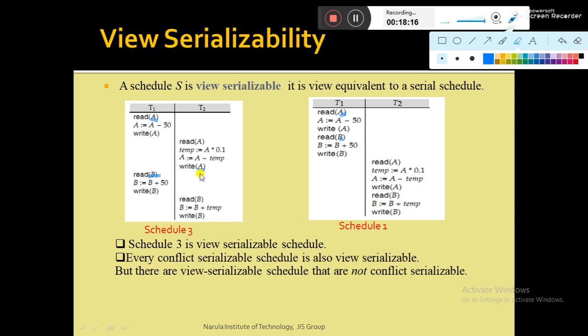Transaction T2 performs the final write A operation. Here is the write A, but the final write operation is performed by transaction T2. So in both the cases T2 performs the final write A operation. Now we have to check for B.